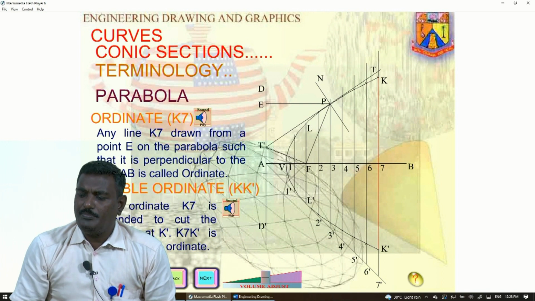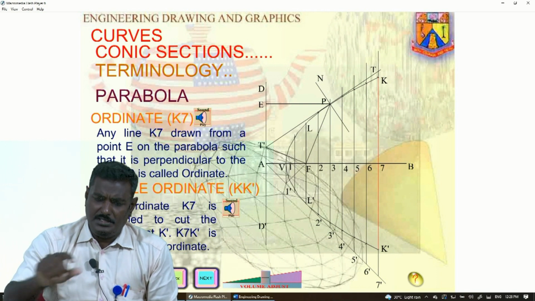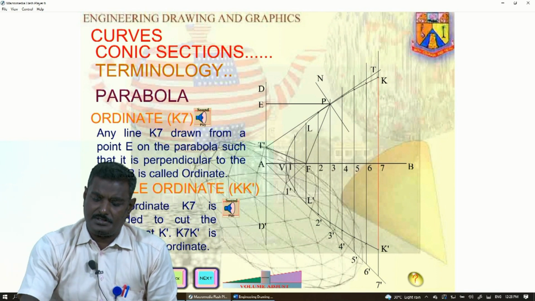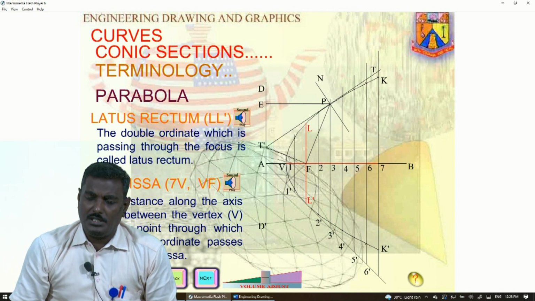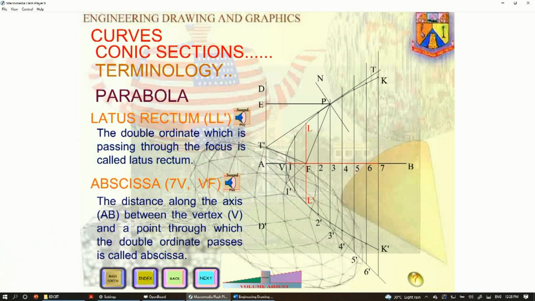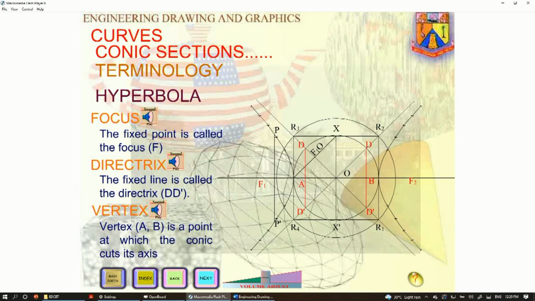We have to construct the axis AB. Here is the double ordinate, which is nothing but above and below the vertical axis. Then latus rectum. If you mark any vertical distance through the focal point or focus point, that is called the latus rectum. Then abscissa: it is the distance from the vertex to how much length of open curve should be drawn. We will look at this later.